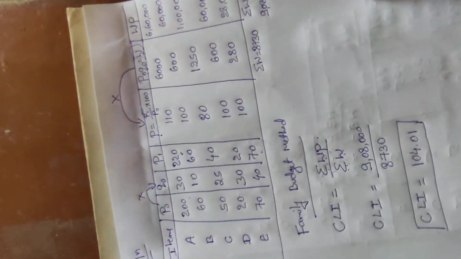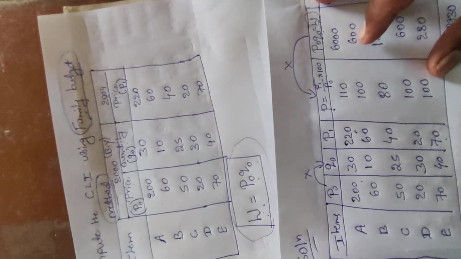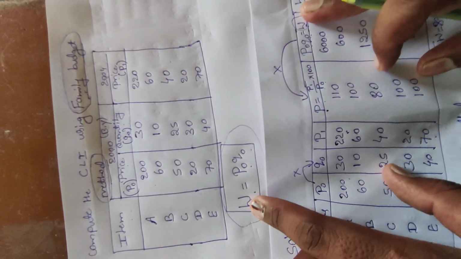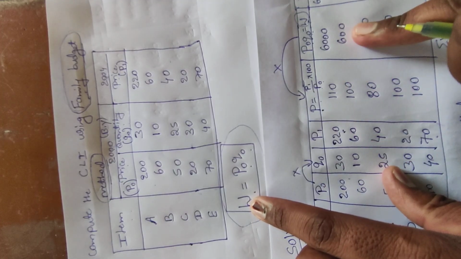Okay students, I think you all understood the concept. When W is not given, we should identify W based on the given information.